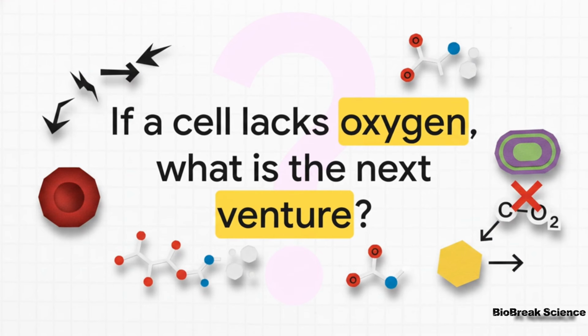But before we completely wrap up this explainer, I want to leave you with one final provocative question. We know what happens if the cell has oxygen and mitochondria. The pyruvate continues on to the citric acid cycle. But what if the cell lacks oxygen, or, like our red blood cells, lacks mitochondria altogether? Oh, right. What actually is the next metabolic venture for that pyruvate when the standard path is completely blocked?